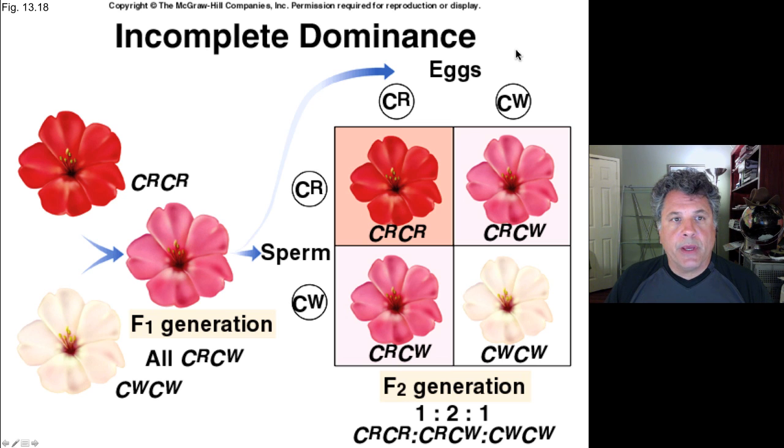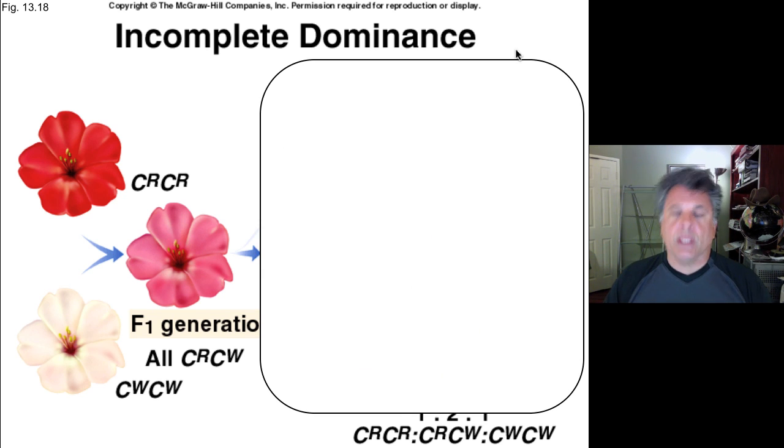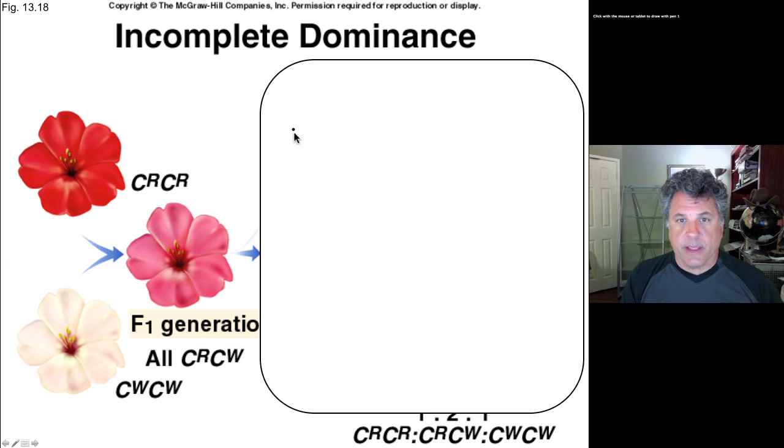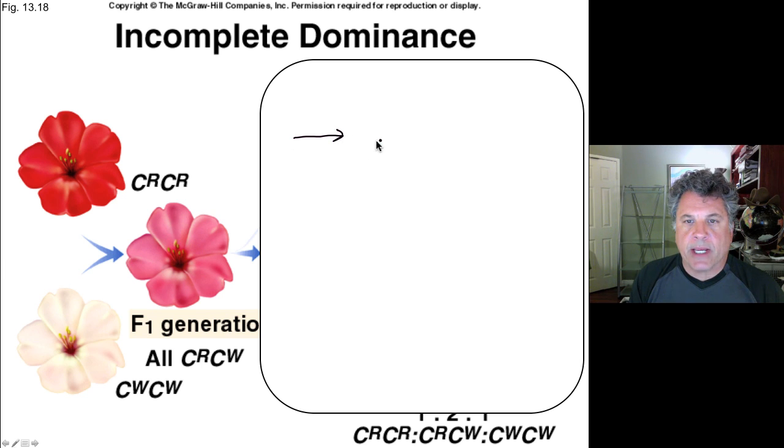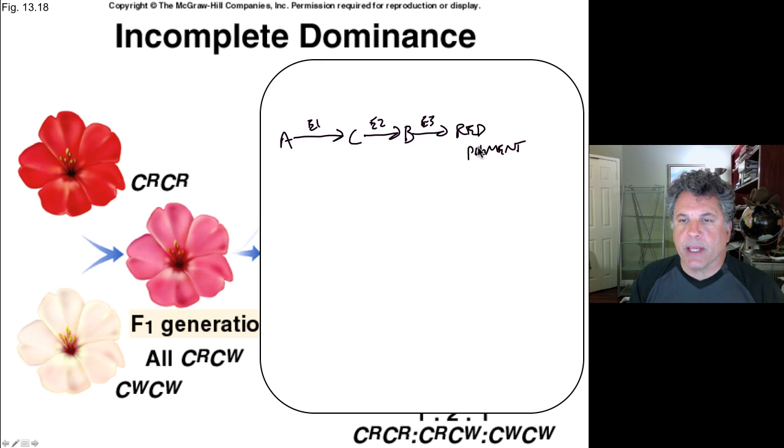Now, before we move on, let's actually consider what could cause this, and consider a biochemical pathway that could cause incomplete dominance. So let's imagine we have a biochemical pathway that ends up in the production of red pigment. And let's imagine, for the time being, that each of these biochemical conversions, say A to C to B here, is catalyzed by an enzyme, and we'll see this again. Enzyme 2 catalyzes this, and enzyme 3 catalyzes this biochemical reaction.